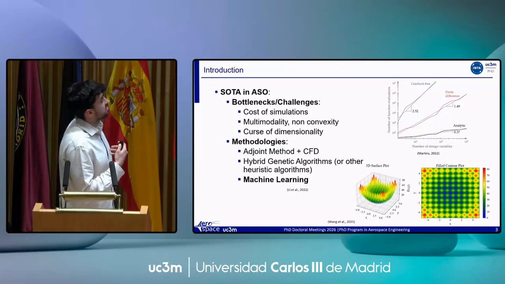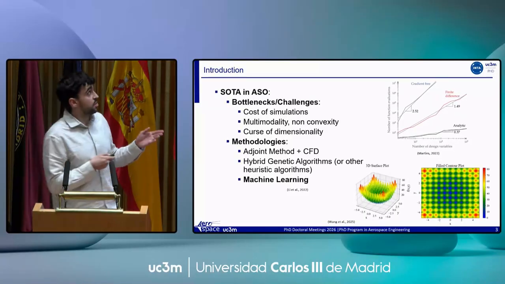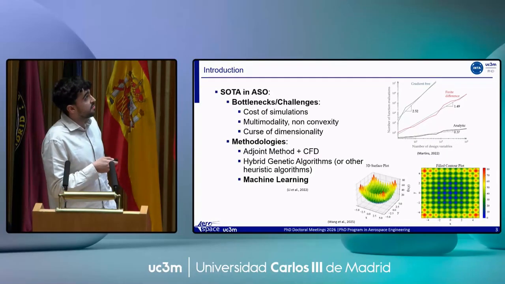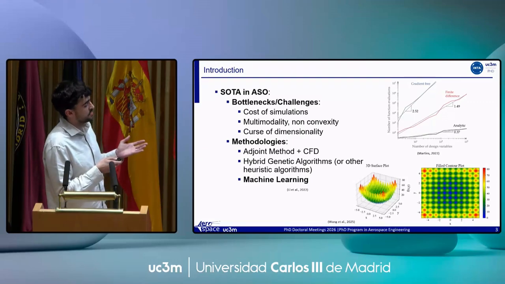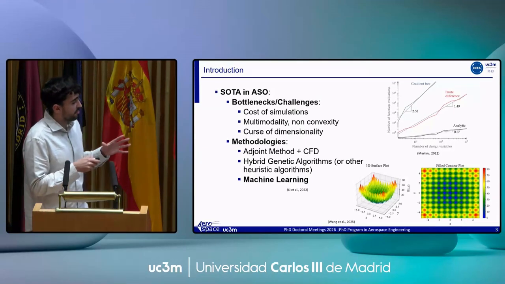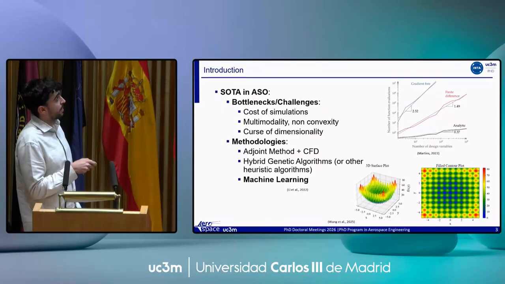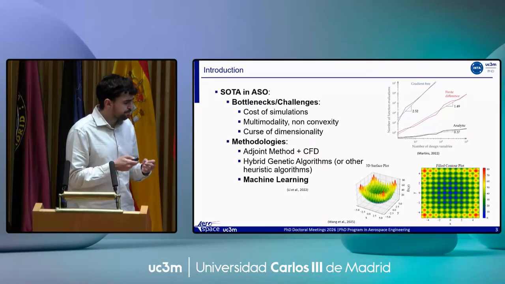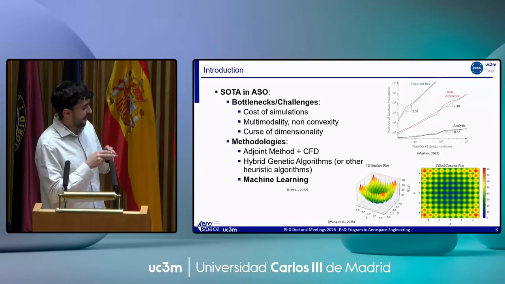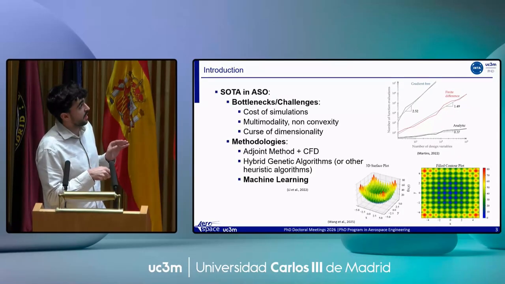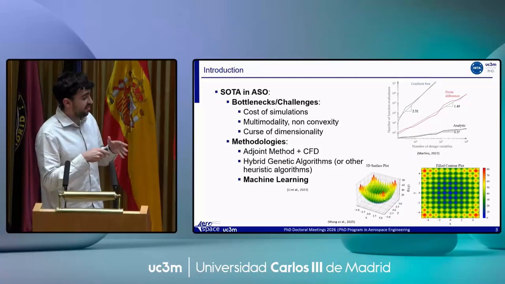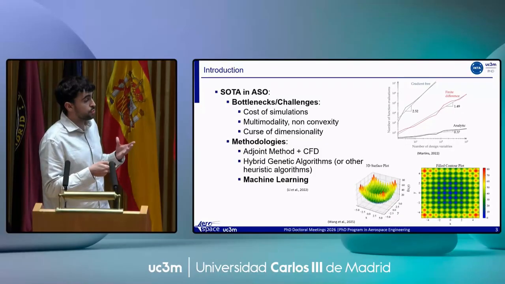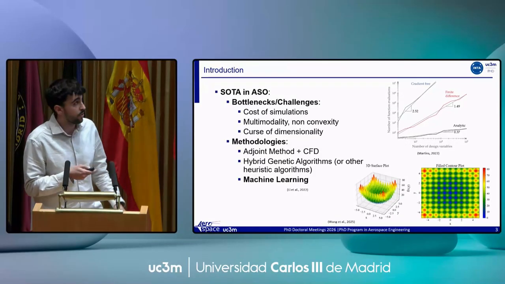To tackle this, the current industry standard is the gradient-based approach, the adjoint method coupled with CFD evaluation, that is highly efficient for high-dimensional problems. On the other hand, gradient-free methods like heuristic algorithms or genetic algorithms are excellent at navigating these non-convex and complex design spaces, but their trial and error approach makes them really expensive to use with high fidelity CFD, for example.